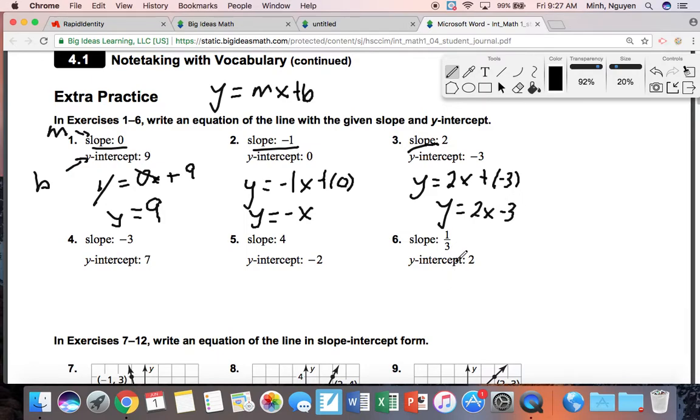This is a fraction, don't really worry about that. It's just y equals 1/3 x plus 2. See that? There you go. Alright, if you have any questions, this is really simple. If you don't get this yet, make sure you ask your teacher because it's really unacceptable if you can't figure this out. The slope is m, the y-intercept is b, and you just essentially rewrite this.